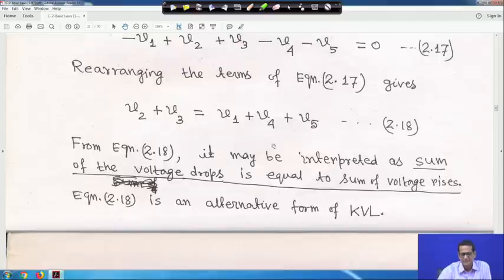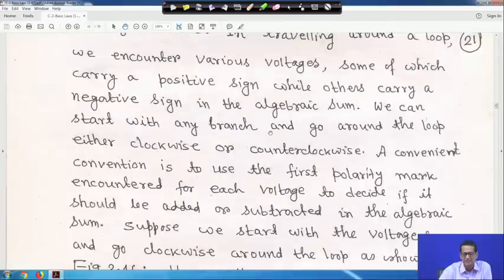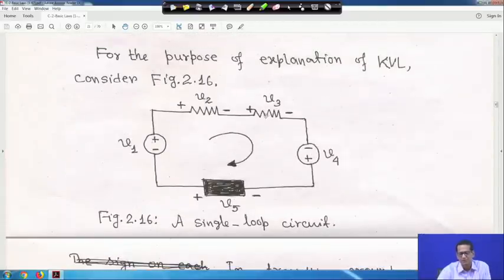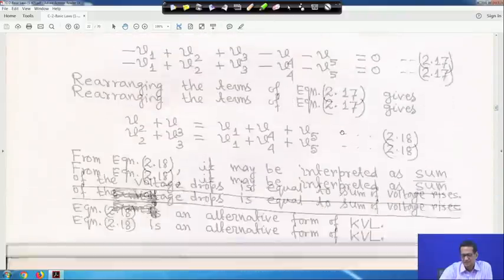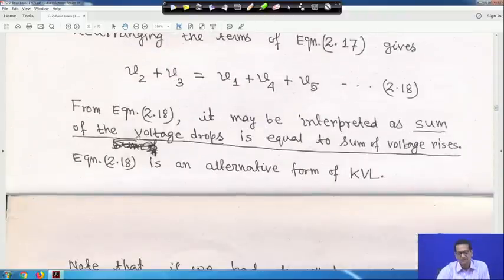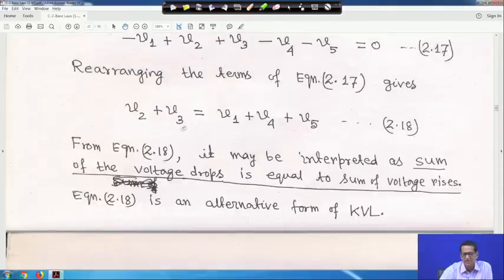Right. So, the sum of the voltage drops, that is V2 plus V3, there will be a voltage drop across the resistor as per this, and this is an electrical element. So, it is not a resistor, maybe something else, is equal to the sum of the voltage rises. Whatever polarity we have taken, all this is voltage drop and the other things are voltage rise. So, this may be interpreted as the sum of the voltage drops is equal to the sum of the voltage rises. It is an alternative form of the KVL, that is Kirchhoff's second law.